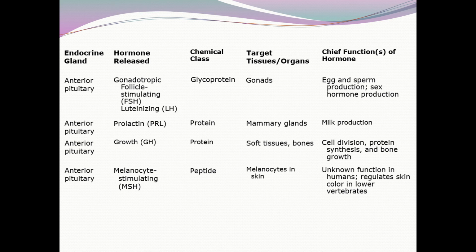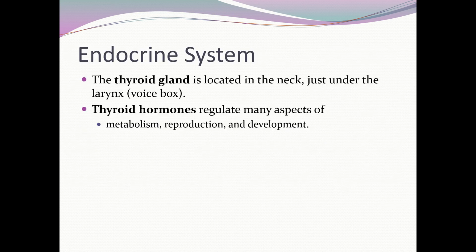Melanocyte stimulating hormone will target melanocytes in the skin. It says it has unknown functions in humans, but it regulates skin color in the lower vertebrates. I do know that our skin color is influenced by melanin. Okay, so that is the hypothalamus and the pituitary gland.